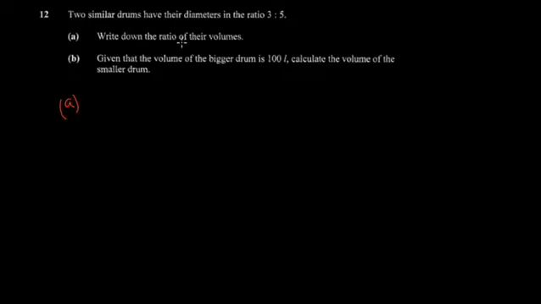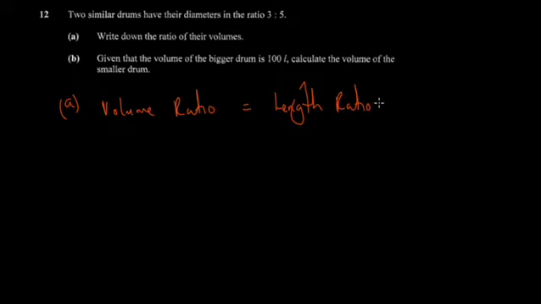So part A, you're asked for the ratio of the volume. So you say volume ratio equals length ratio cubed. Okay, so one way to remember this is when you're dealing with volume, usually we use cubic units, so cubic centimeters and cubic meters. So you can remember the cube from that. And then also area ratio would be square. So you should take the length ratio and then you square it.